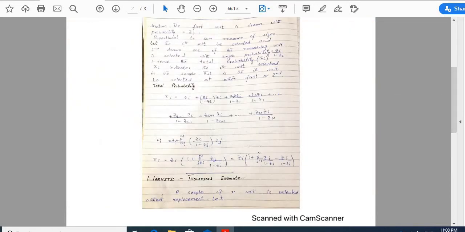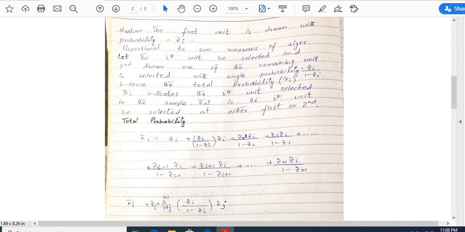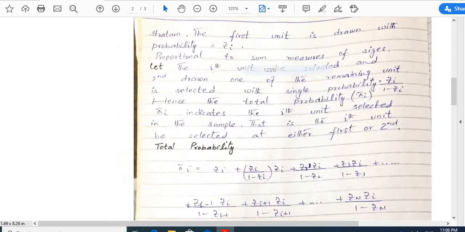Let me increase the size of this text. Now I think it is easily readable.